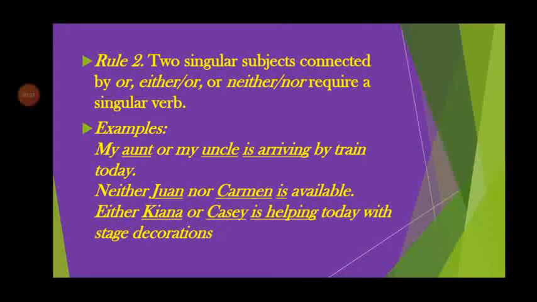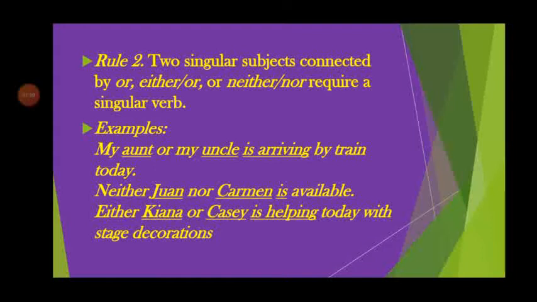Rule number 2: Two singular subjects connected by or, either-or, or neither-nor require a singular verb. For example, my aunt or my uncle is arriving by train today. There, any one of them, a selection is to be made. There, the subject is treated as singular.